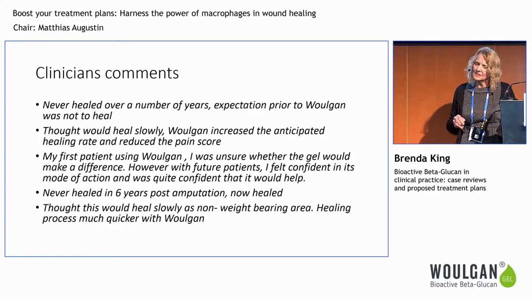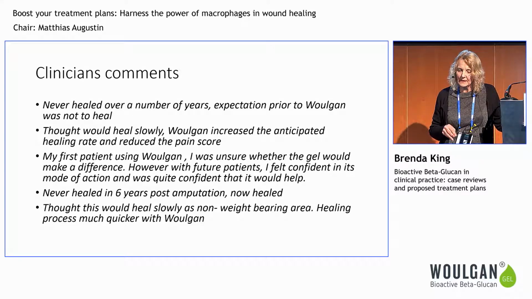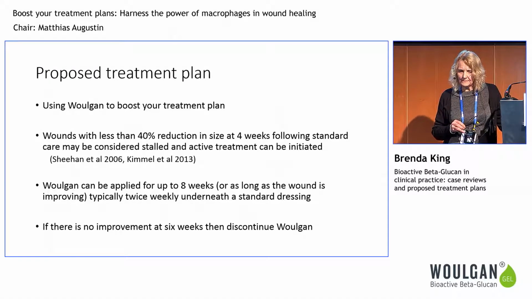It was interesting to listen to some of the clinicians' comments. There was a comment in one of the clinics, I think they named it Wonder Gel at one point. Comments like never healed over a number of years, an expectation prior to trying the product was that it wouldn't heal, or they thought the healing might be slow, but felt that Woulgan had actually improved that healing rate. Unsure whether the gel would make a difference, never healed in 6 years post-amputation. So quite a few interesting comments from that.